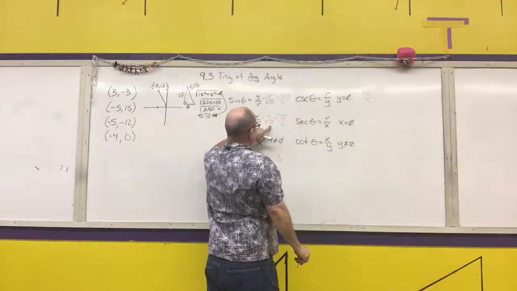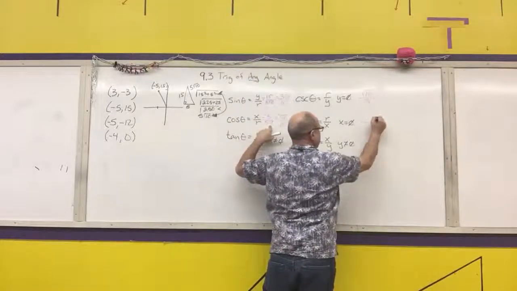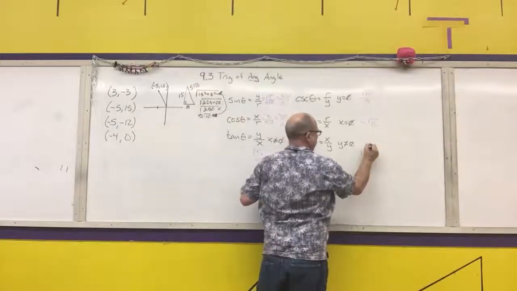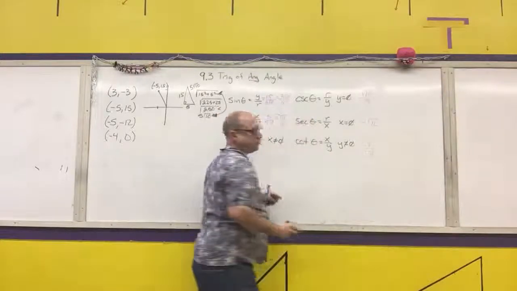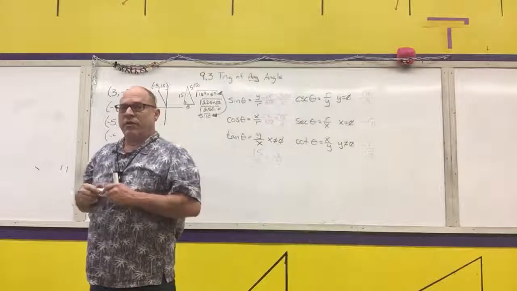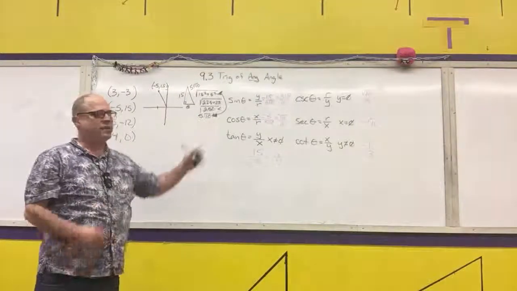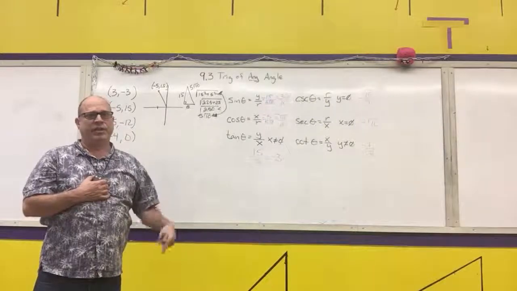Reciprocate this one and I get the negative square root of 10. And reciprocate this one and I get -1/3. So again, my recommendation is you try them on your own, pause the video, and then check your answers. I'm going to erase and then do the next one.